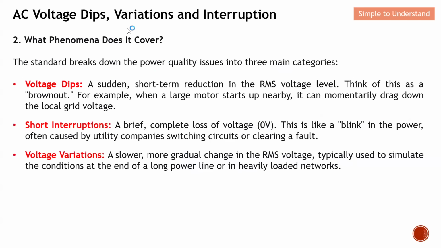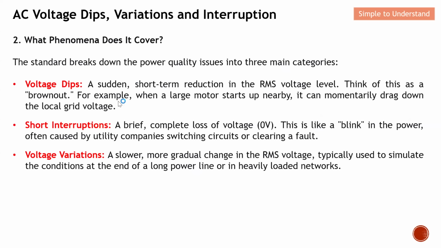Next, what phenomena does it cover? The standard breaks down power quality issues into three main categories, as I mentioned earlier: voltage dip, short interruption, and voltage variation. Under voltage dip, it is a very quick, sudden, short-term reduction in the RMS voltage level. Think of this as a brownout.